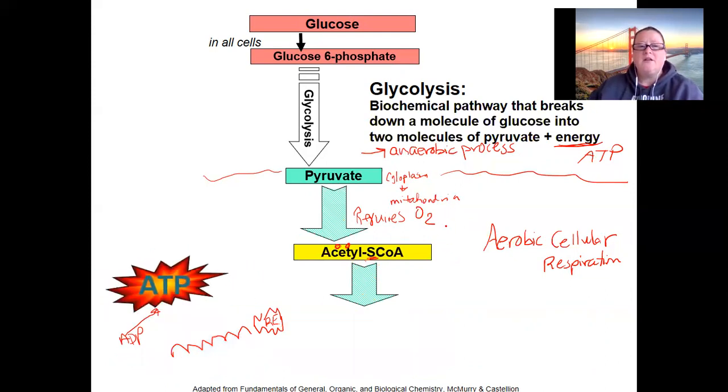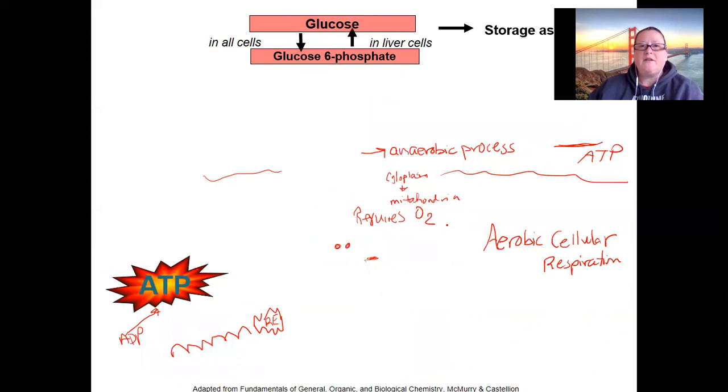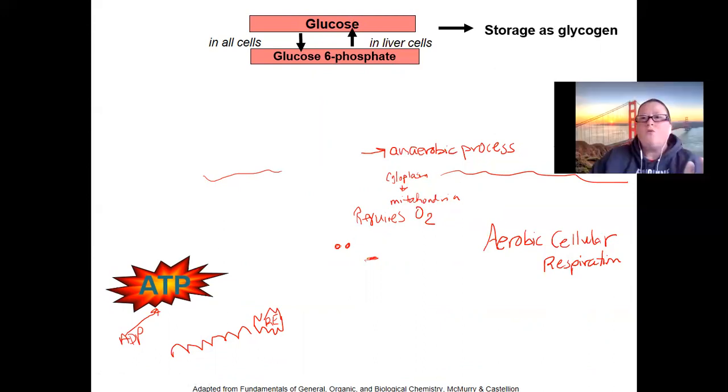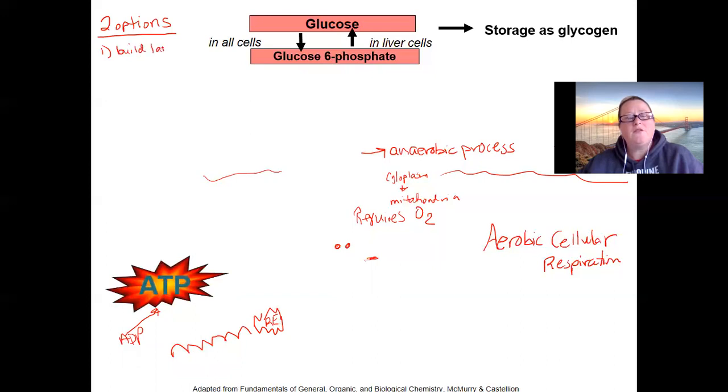All right, so I am going to go back a little bit because I do want to talk a little bit about this step here. So once your body breaks the carbohydrates down into glucose, it can do one of two things. So it has two options. And the same is true for fats and also proteins. It can be used to build larger molecules, or it can be used to make energy.